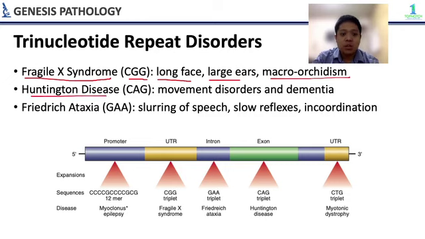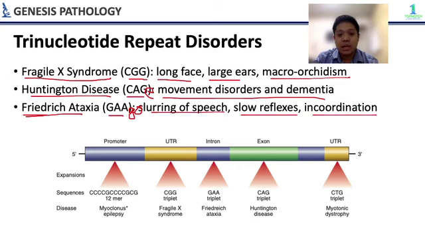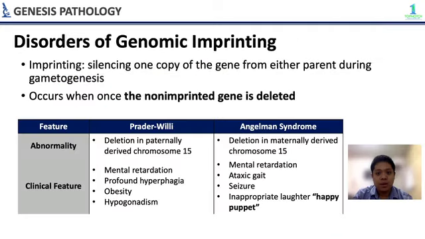Next, you have your Huntington disease, which is CAG repeats. Ang pag-alala ko lang dyan is Hunting cage. Meron silang movement disorders and dementia. Lastly, we have Friedreich ataxia, which is a repeat of GAA. Sipin na lang dito is ito, GAAGO, si Fred, and then they have slurring of speech, slow reflex, and incoordination, just like any other ataxia. Okay? And then, meron din isa is CTG, which is responsible for myotonic dystrophy.